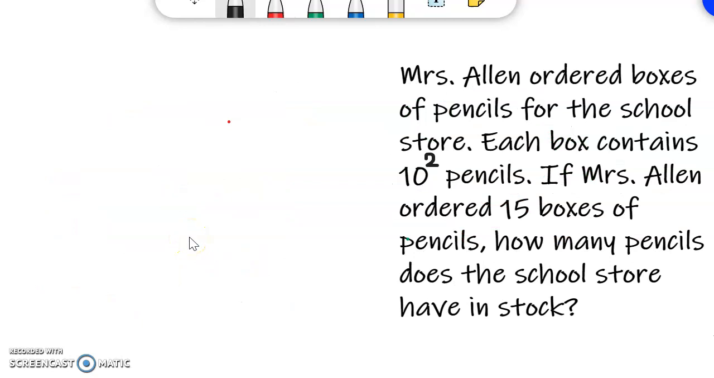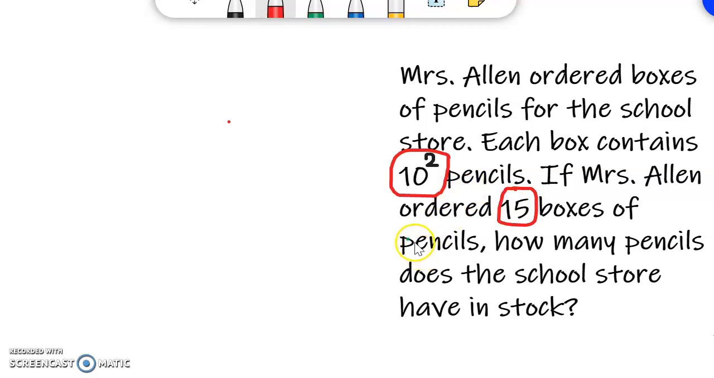Mrs. Allen ordered boxes of pencils for the school store. Each box contains 10 to the second power pencils. If Mrs. Allen ordered 15 boxes of pencils, how many pencils does the school store have in stock? So the first thing I want to do is circle the numbers in the question. And the first number that I'm going to circle is the base number 10 and the exponent 2, which reads as 10 to the second power. And the second number I'm going to circle is 15 because that's how many boxes of pencils that Mrs.